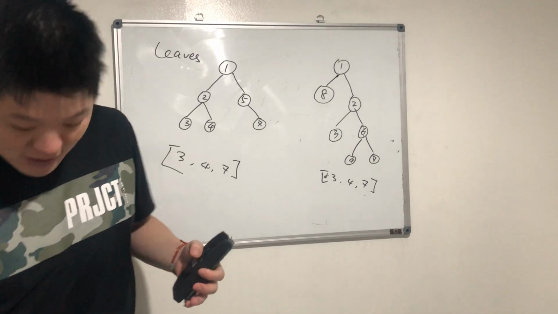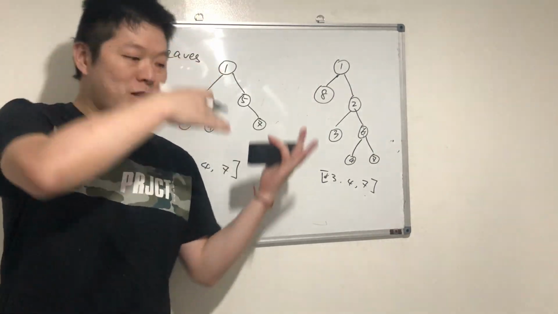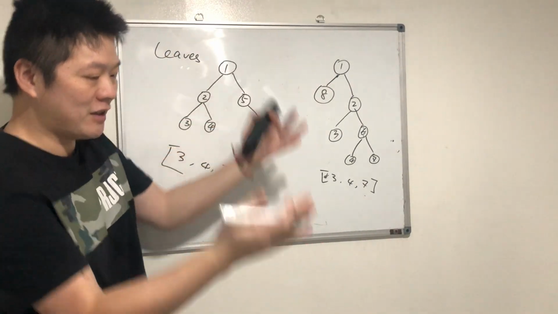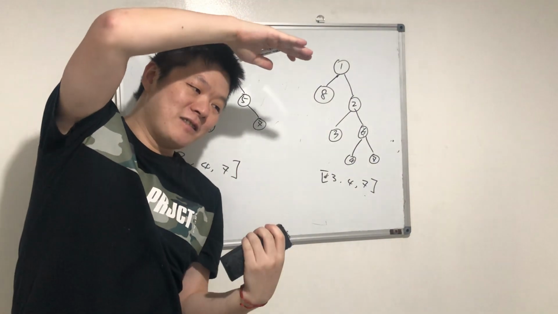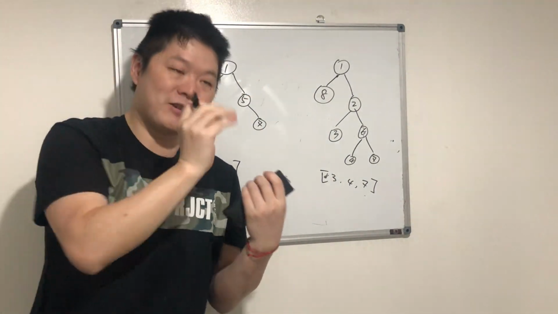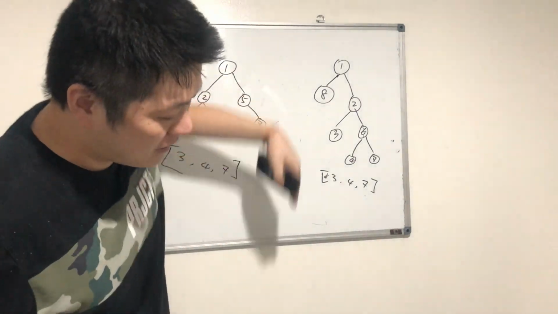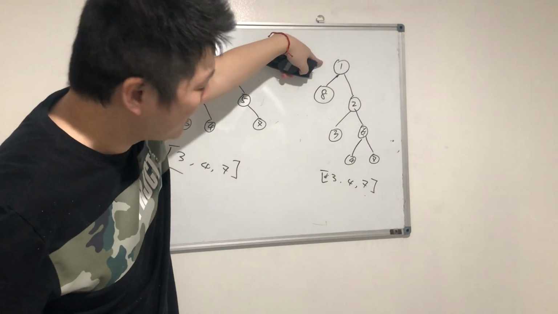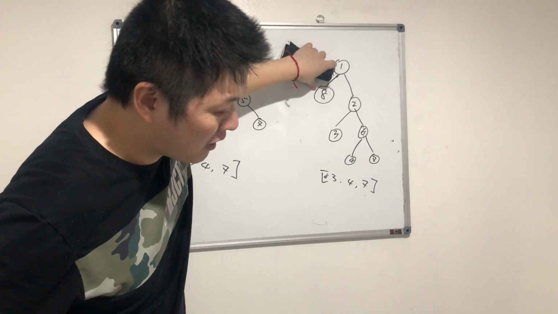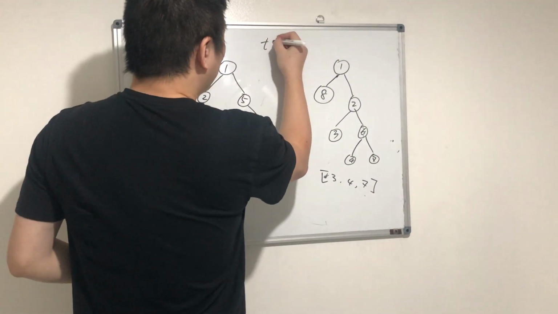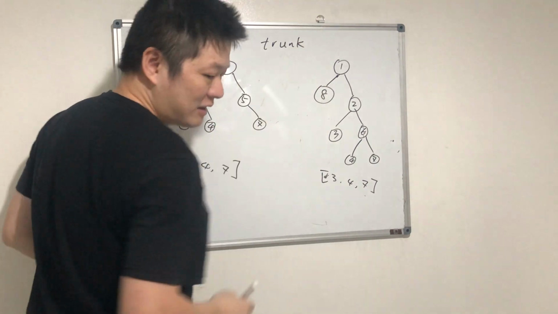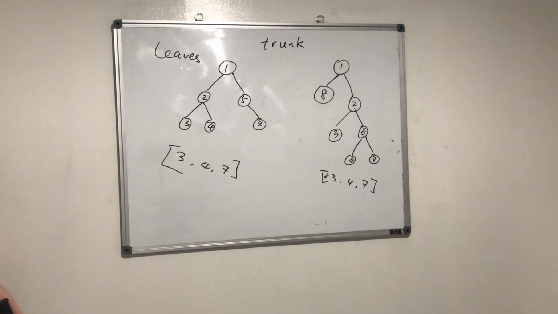Just remember the tree is upside down in computer, yeah? This is the root. But in real life, the root is down and the leaves are growing upwards. But in computers, the tree is growing downwards. So that's the root, that's the leaves, that's the branch. That's the trunk, yeah? We call it trunk, like an elephant has.